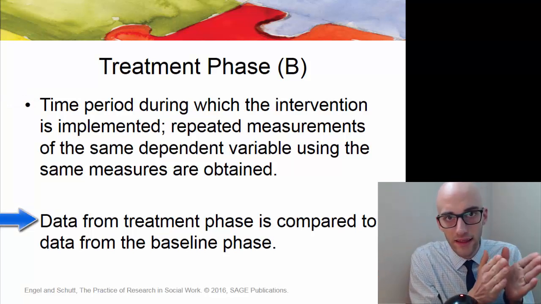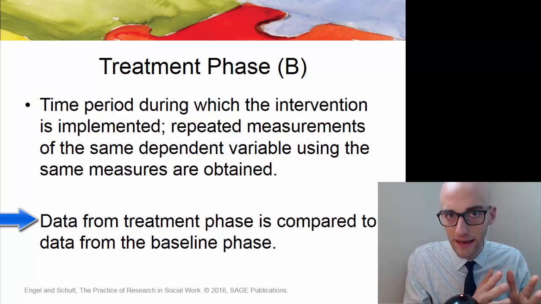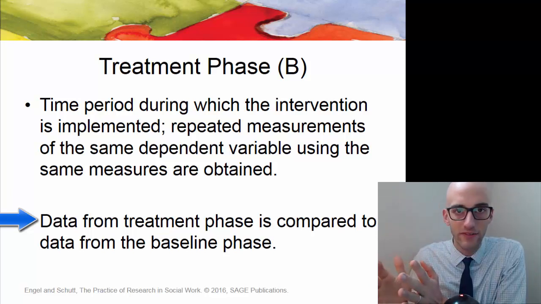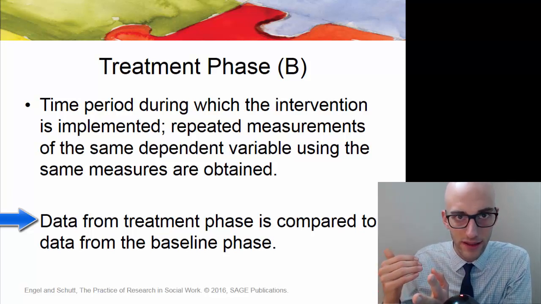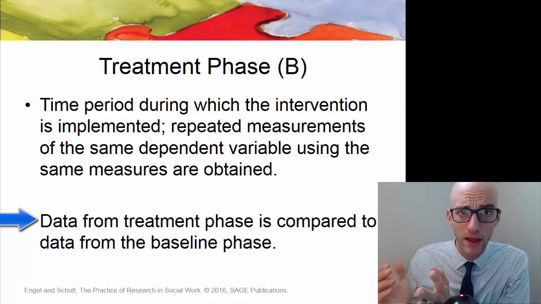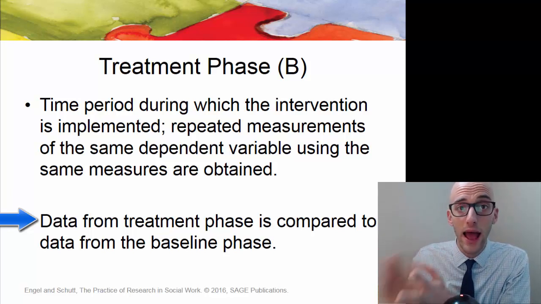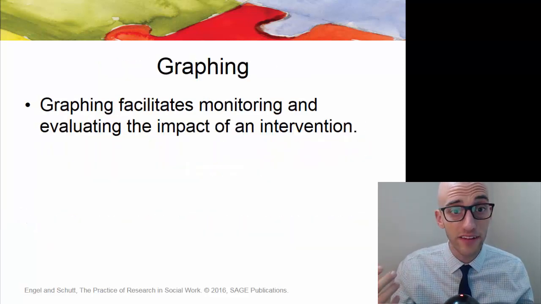So you can see that the baseline is just going to be measuring a point in time where there's no intervention, what would be expected to occur, followed by the intervention phase where you've implemented whatever you're doing, whatever the intervention may be, whether it's therapy or group support or whatever it may be. Once the intervention is implemented, how is their outcome variable affected by that? And we can use graphs to facilitate the monitoring and evaluation of the impact.